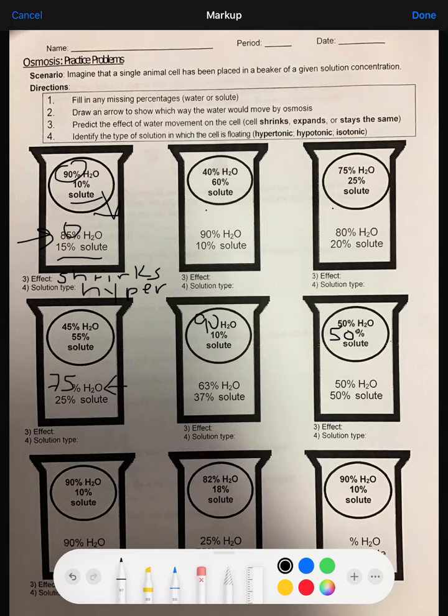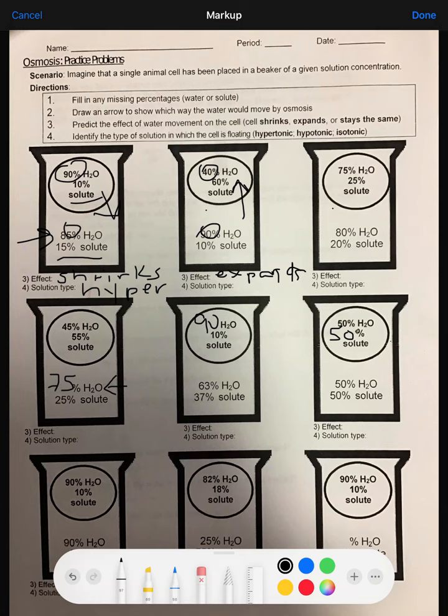All right, let's do the next one. There are no missing percentages, so we're going to draw an arrow to show which way the water would move. We have 40% here and 90% here. So it's moving into the cell, because it's trying to get away from the 90 and into the 40. Predict the effect of water movement on the cell. Is it going to shrink, expand, or stay the same? It's going to expand, because it's like you're putting more water into a balloon.